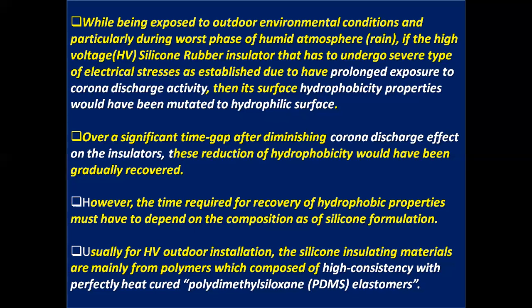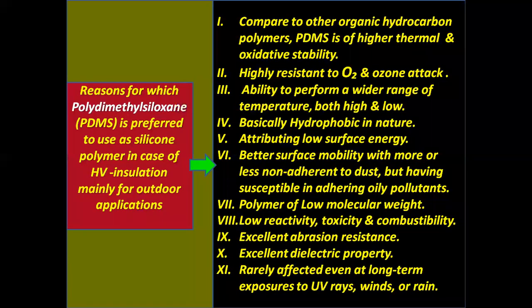Usually, for HV outdoor installation, the silicon insulating materials are mainly polymers composed of high consistency, heat cured polydimethyl siloxane, that is PDMS elastomers. Reasons for which polydimethyl siloxane is preferred as the silicon polymer for HV insulation, mainly for outdoor applications.